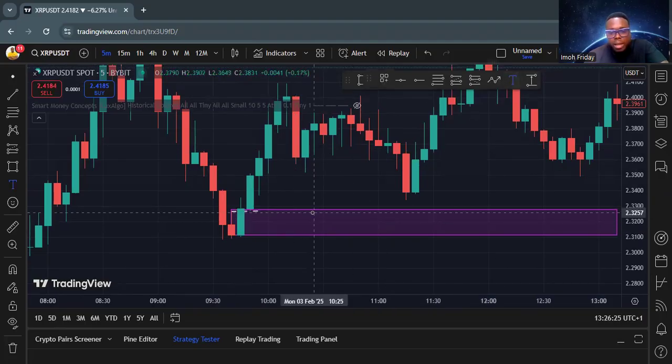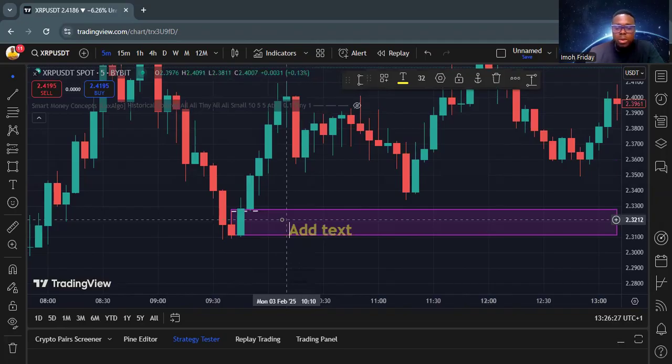So this zone now becomes this place here. Now it becomes what's called a point of interest, POI. It becomes a point of interest, and your OB, your bullish order block. All right, so it becomes a bullish order block.